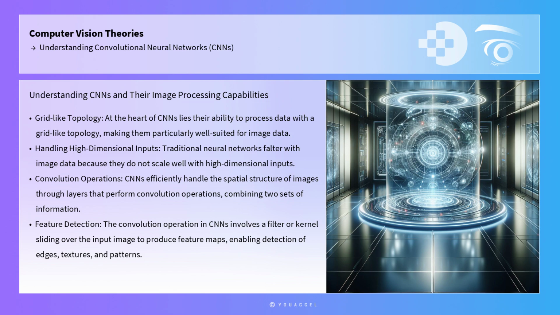The convolution operation in CNNs involves a filter or kernel sliding over the input image to produce feature maps. This process enables the network to detect various features such as edges, textures, and patterns, which are crucial for image interpretation.